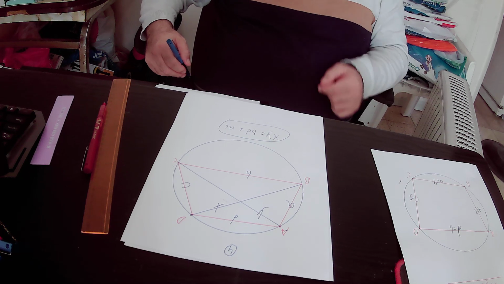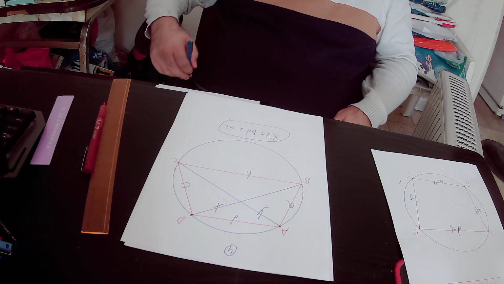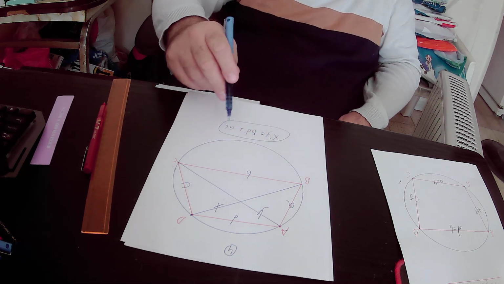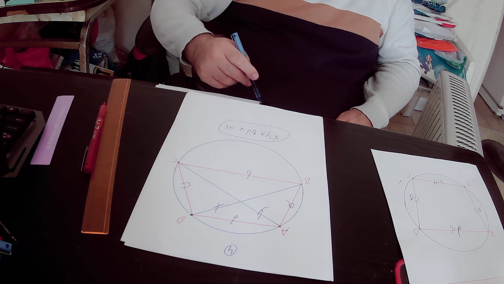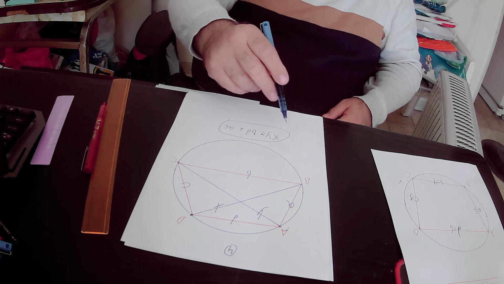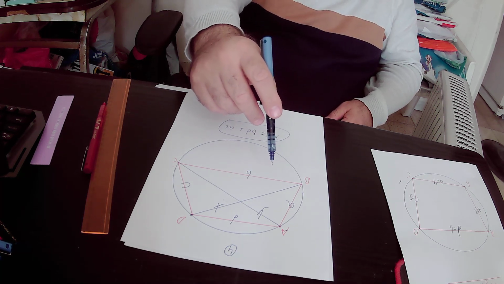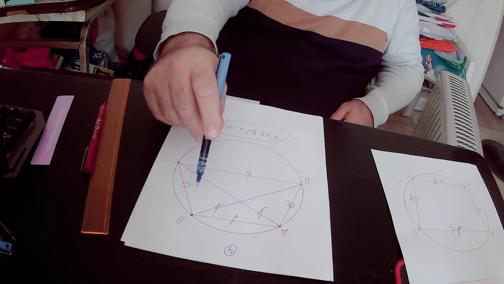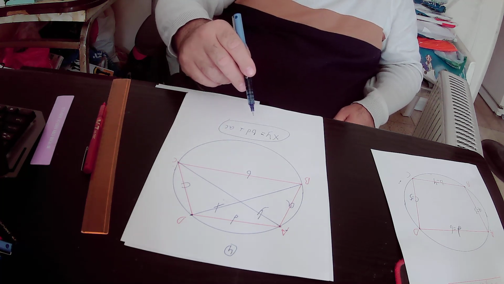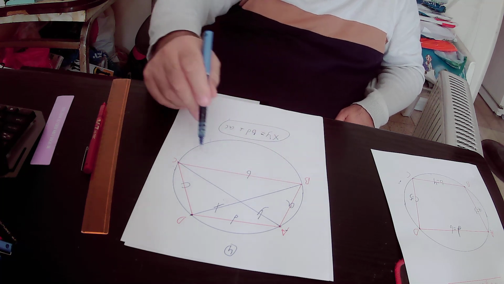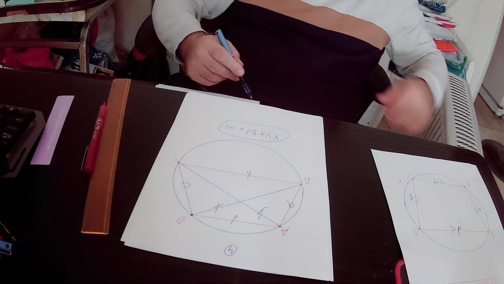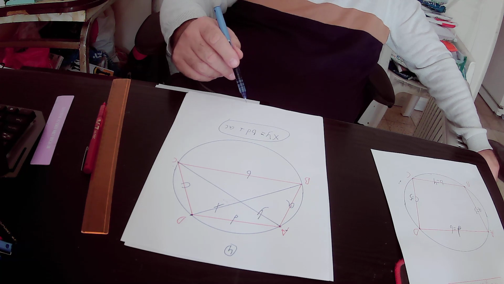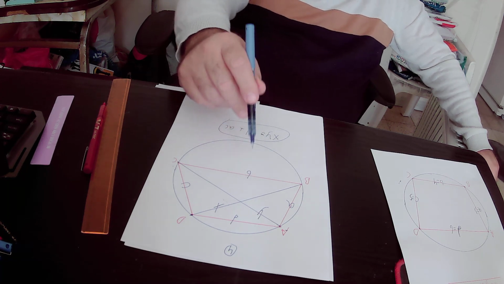So I'm repeating again. If quadrilateral ABCD is inscribed by a circle like this, by this blue circle, then the product of its diagonals, diagonal AC and diagonal BD, is x times y, which equals the sum of the products of its opposite sides, which equals BD plus AC.